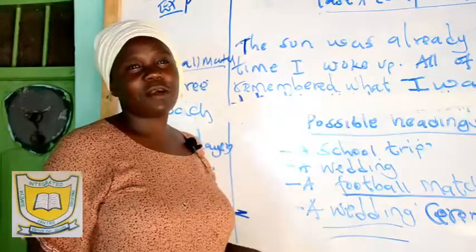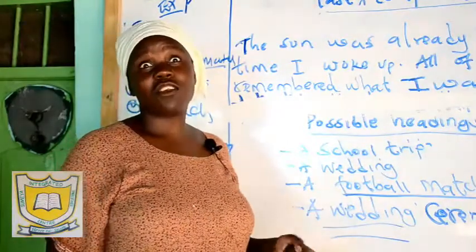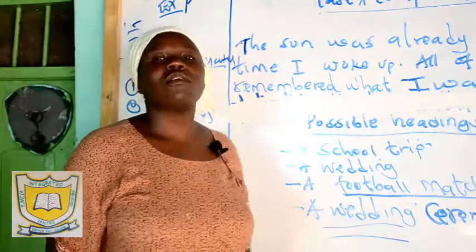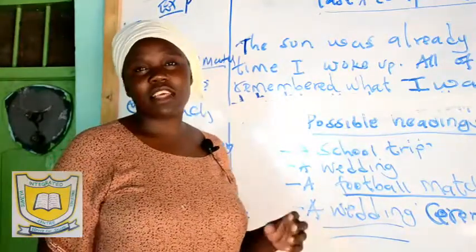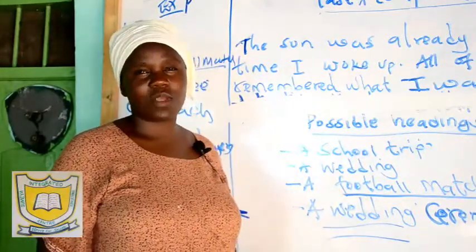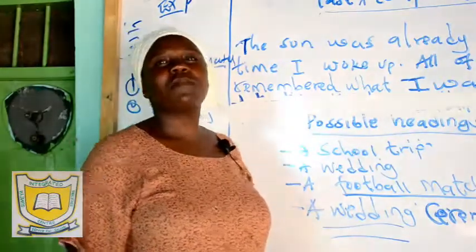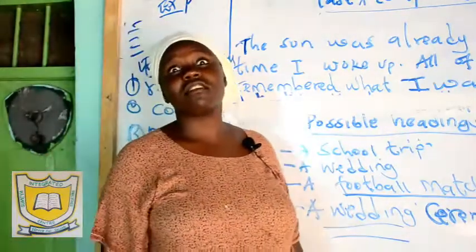So what happens if I mark your composition? I realize one thing: you don't know what you're talking about. And if you don't know what you're talking about, then there is no need writing that. Choose a topic that you're conversant with. It is a simple thing. If you want to be a good composition writer, you simply follow instructions.